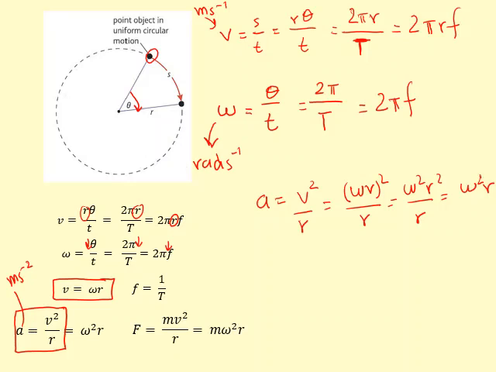Okay, and then using Newton's second law, F equals ma, we can just write this as m times v squared over r, because a is v squared over r, or we can write this as m omega squared r. Okay, so these are all the equations you definitely need to memorize for circular motion.